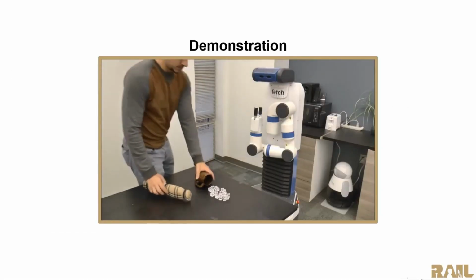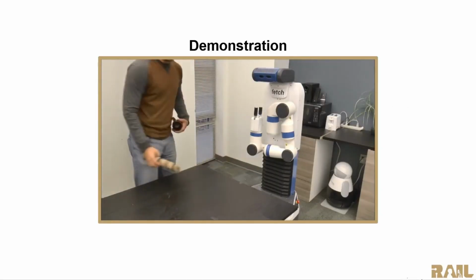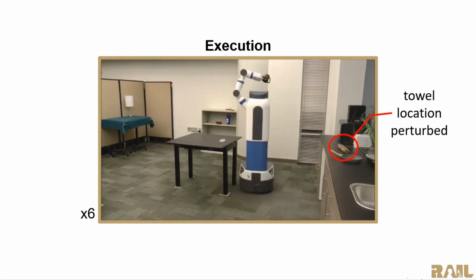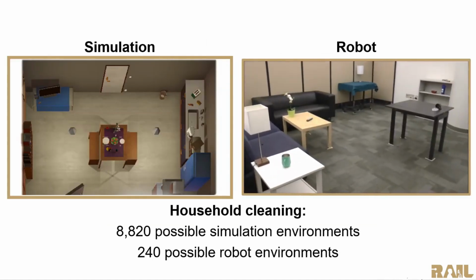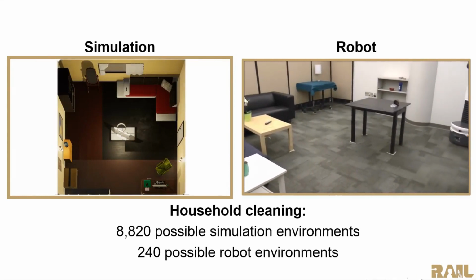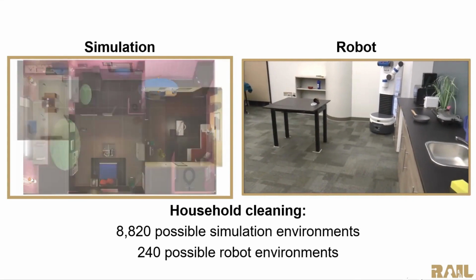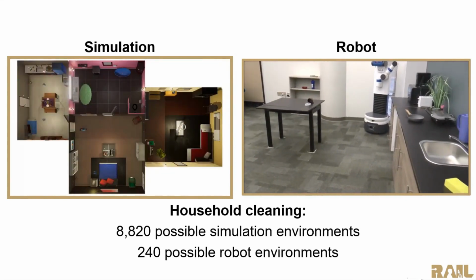In our experiments, we first provided the robot with a single task plan that serves as a demonstration using a hierarchical task network. Then the environment is perturbed and the robot attempts to repeat the task in the perturbed environment. We exhaustively tested our approach both in simulation and on a physical platform in the task domain of household cleaning using the VirtualHome simulator and Fetch robot.